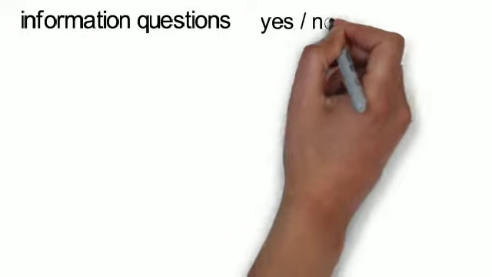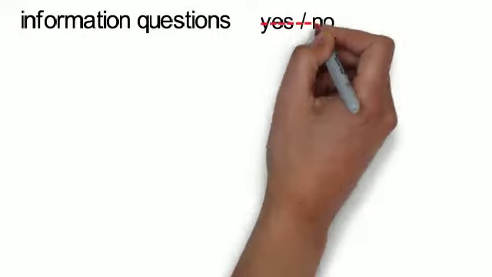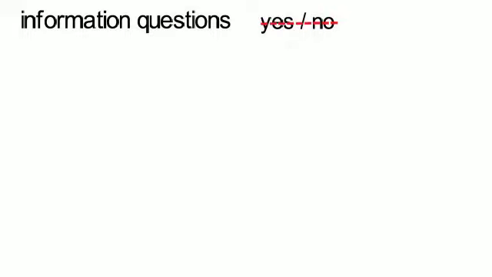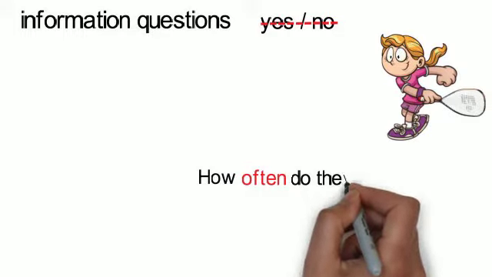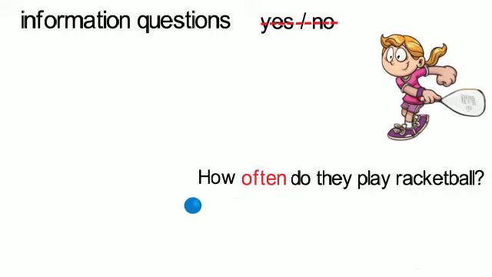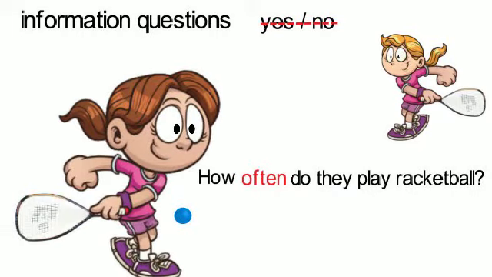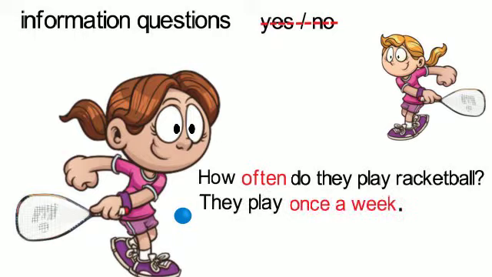On the other hand, information questions have actual information in the answers, and not just simple yes or no answers. So, with the question, how often do they play racquetball? The answer might be, they play once a week. Notice that yes or no is not in the answer because the question is asking how often.